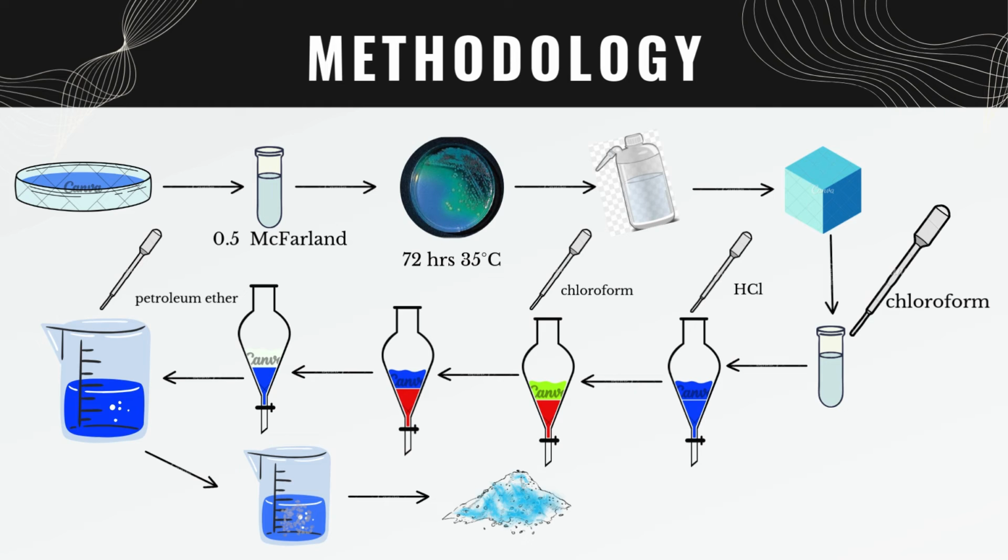Eleventh, the chloroform phase was removed and filtered. Twelfth, dry petroleum ether was added drop by drop until the blue crystals of pyocyanin formed, 3 milliliters of ether for each 1 milliliter of chloroform. Thirteenth, the blue crystals were removed.